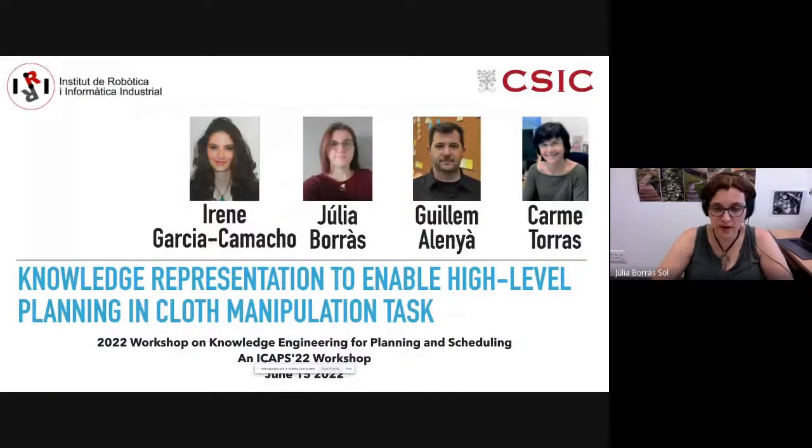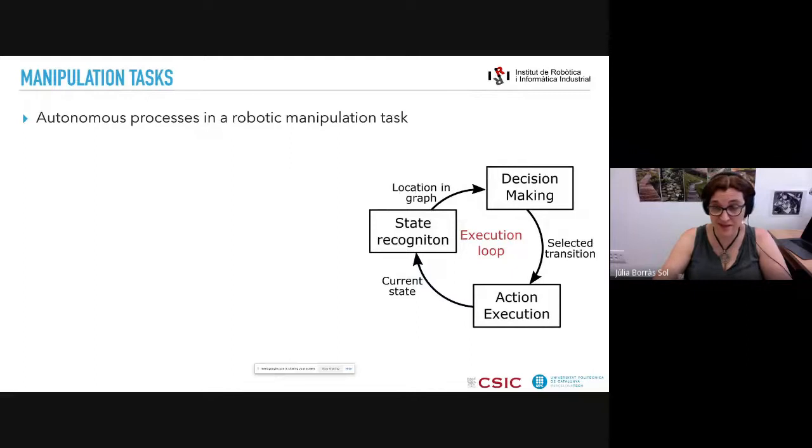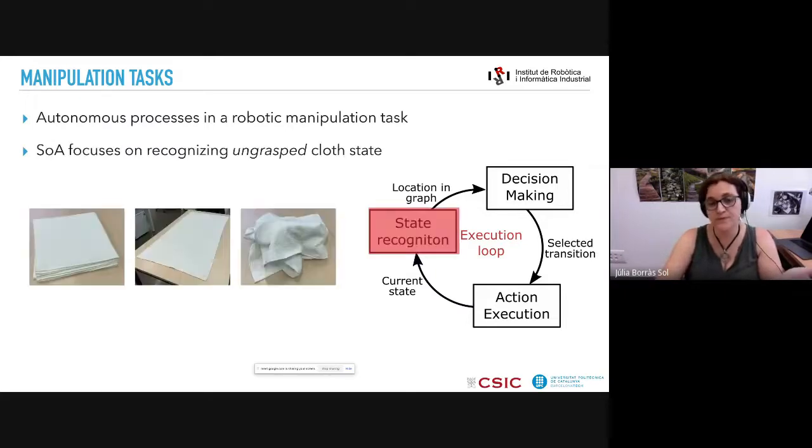Hello, I'm Júlia Borràs, and I'm going to be introducing the work knowledge representation to enable high-level planning in cloth manipulation tasks. When it comes to manipulation tasks in general, we have this execution loop where we have the decision-making module that selects what is the action that needs to be executed, then the execution module that actually performs the action, and then we need to recognize in what state we landed so that we can again decide what is the next action that we need to do.